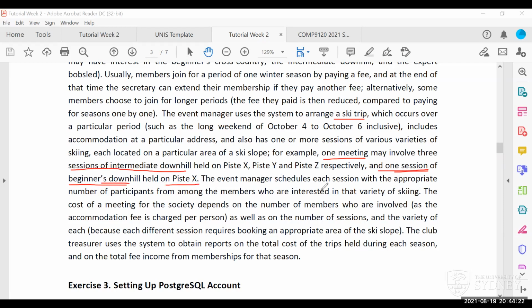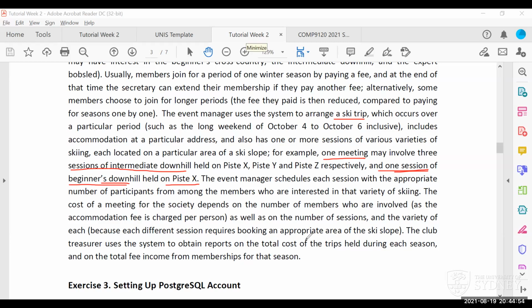All right, so the event manager schedules each session with the appropriate number of participants from among the members who are interested in that variety of skiing. Okay, so the cost of a meeting or the trip depends on the number of members, the number of sessions, and the variety of each session. Okay, because each session requires booking an appropriate area of ski slope.